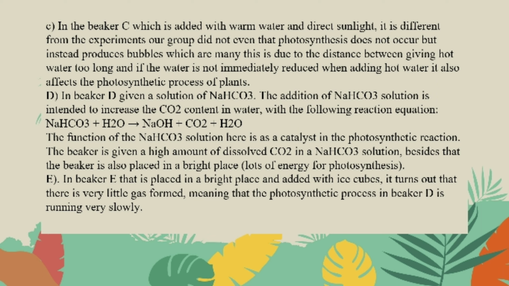In Figure D, we gave a solution of NaHCO3. The addition of NaHCO3 solution is intended to increase the CO2 content in water. In Figure D, the plant is pressed in a brake plate and added void scopes. It turns out that in the third, there is very little gas formed, meaning that the photosynthesis process in Figure D is running very slowly.